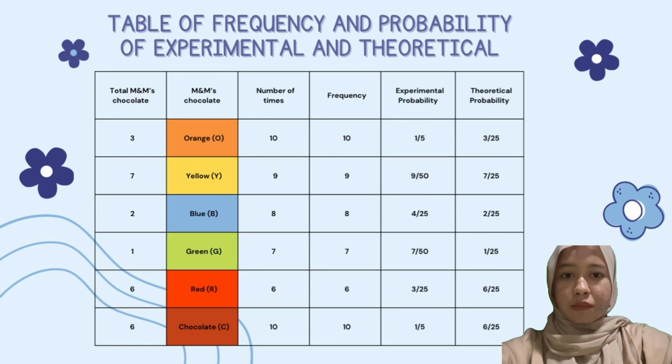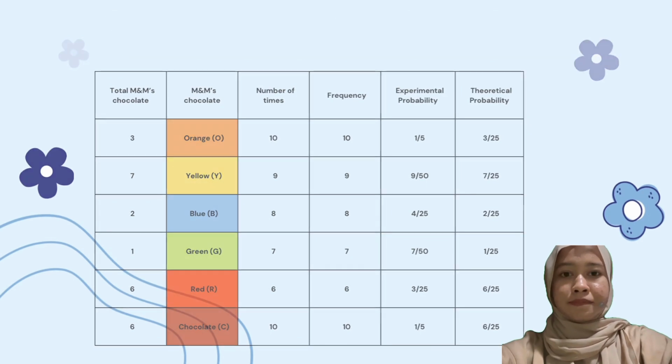For the last column, we calculate the theoretical probability by using amount for each color over total for all color, which is 25. The result we get for orange is 3 over 25, yellow 7 over 25, blue 2 over 25, green 1 over 25, red 6 over 25 and chocolate 6 over 25.